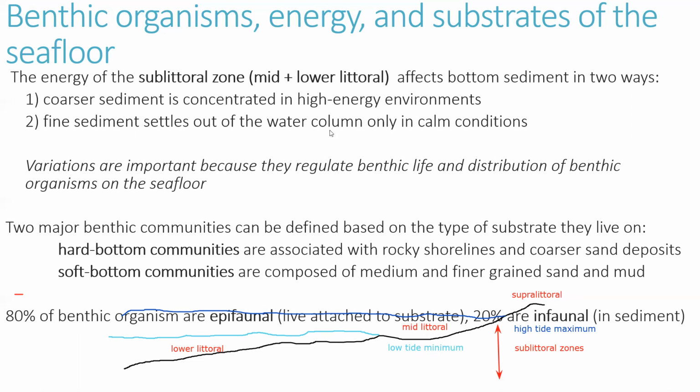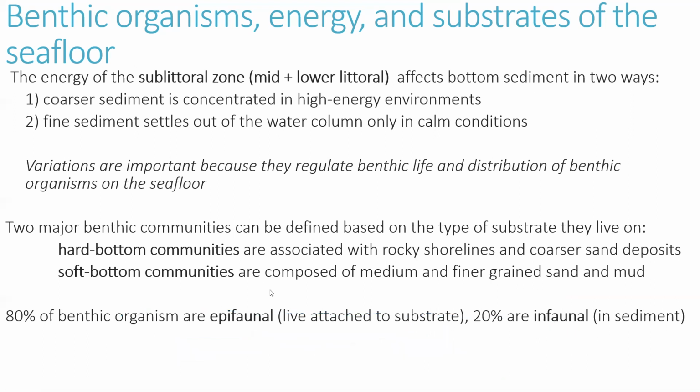So we touched on this a little bit, but the two major benthic communities can be defined based on the type of substrate they live on. So there's hard bottom communities. This is the first one, and there's soft bottom communities, and it's exactly what it sounds like. Hard bottom communities are associated with rocky shorelines and coarser sand deposits. So we already know what that means in terms of energy. We know that means a high energy environment. And then soft bottom communities are composed of medium and finer grained sand and mud. So that's going to be a low energy environment.